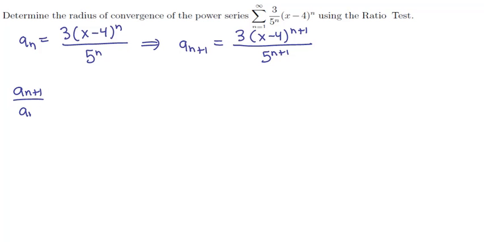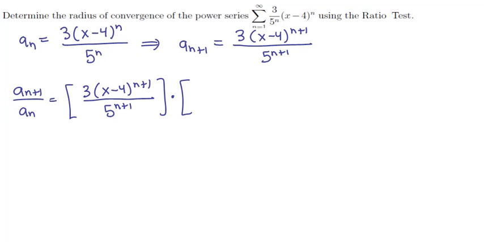Next, the ratio of the consecutive terms is going to be the a n plus 1 term, 3 times x minus 4 to the n plus 1, over 5 to the n plus 1. And then we'll multiply by the reciprocal of the nth term, so that would be 5 to the n over 3 times x minus 4 to the n. And then we'll get cancellations here and there.